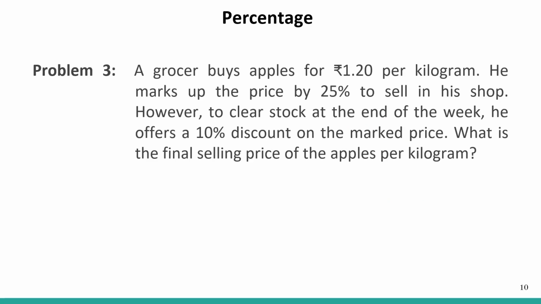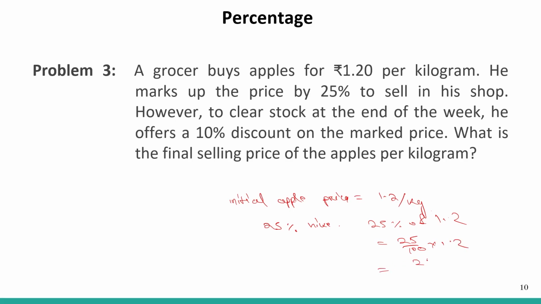Let's see problem number 3. A grocer buys apples for 1.2 rupees per kilogram. He marks up the price by 25%. So the initial apple price is 1.2 per kg. Then comes the 25% hike. 25% of 1.2 is equal to 25 by 100 into 1.2, that is equal to 25 into 12 by 1000.